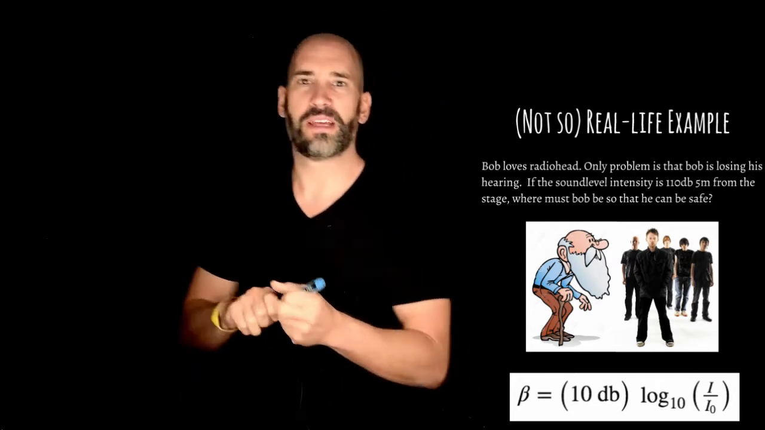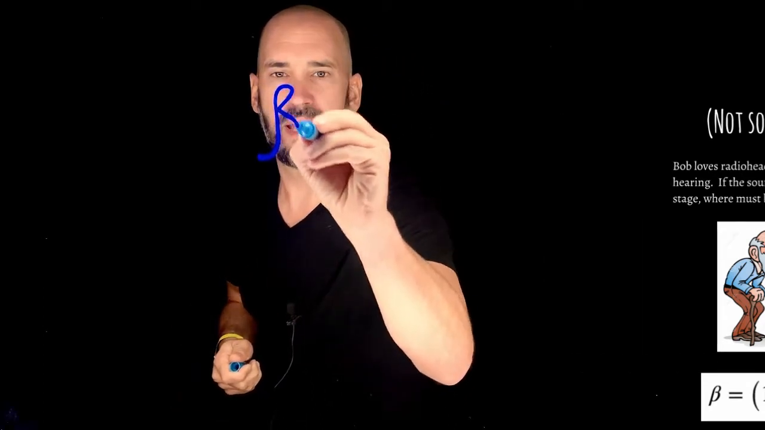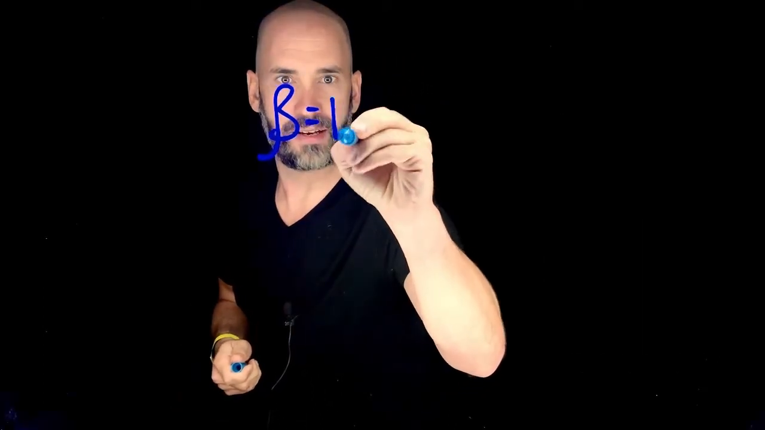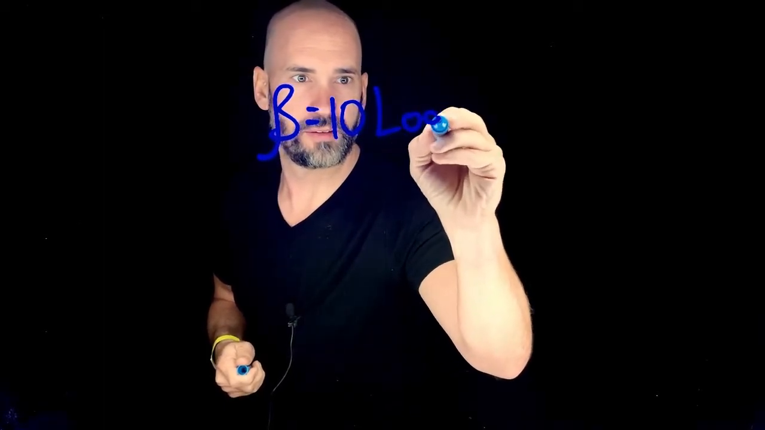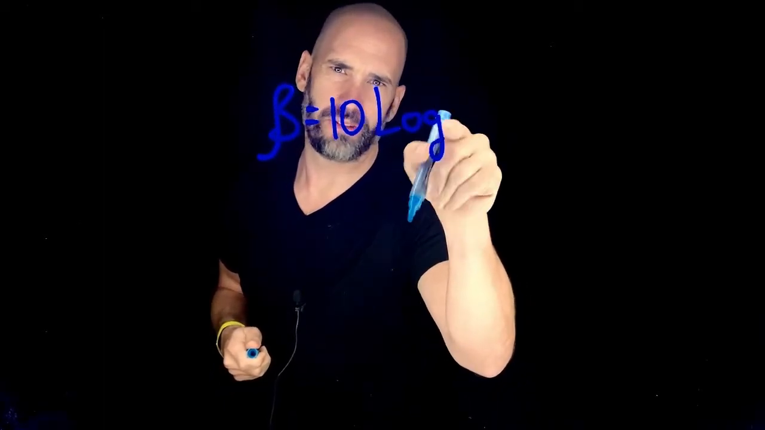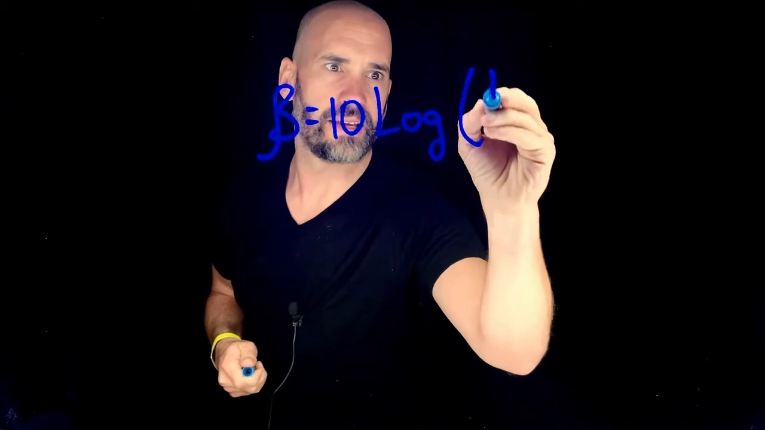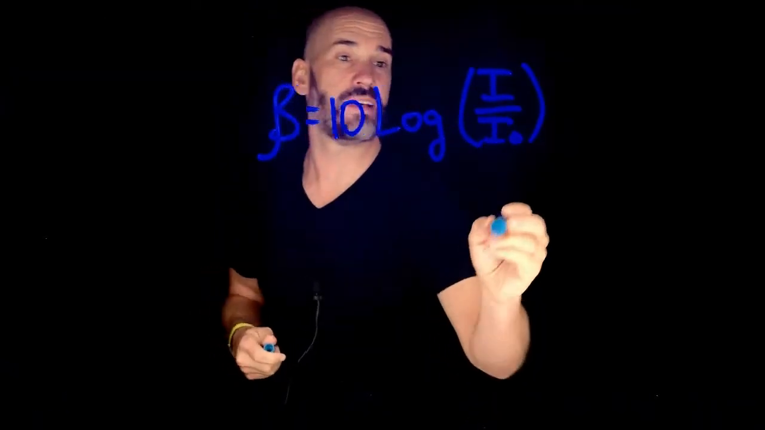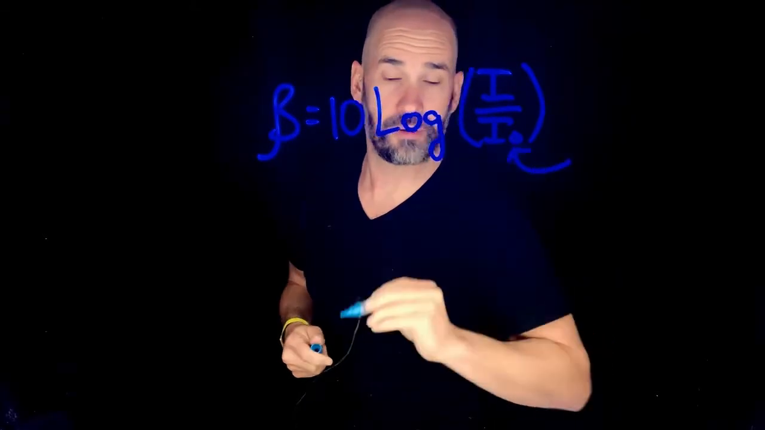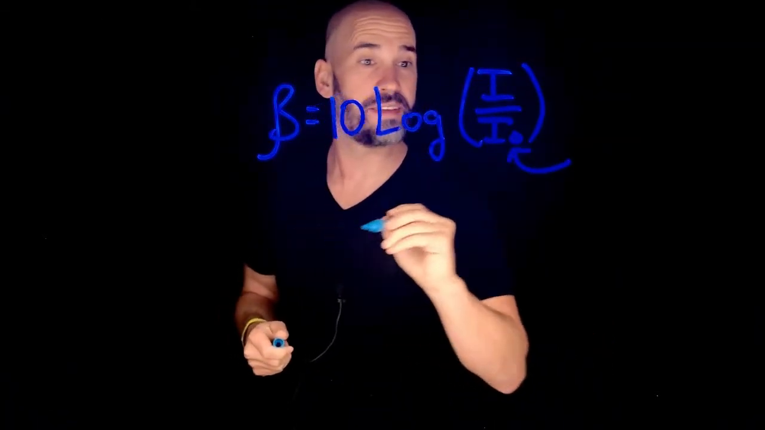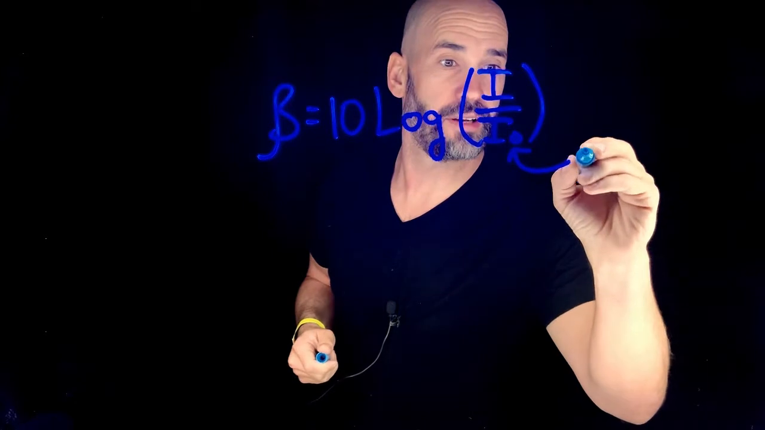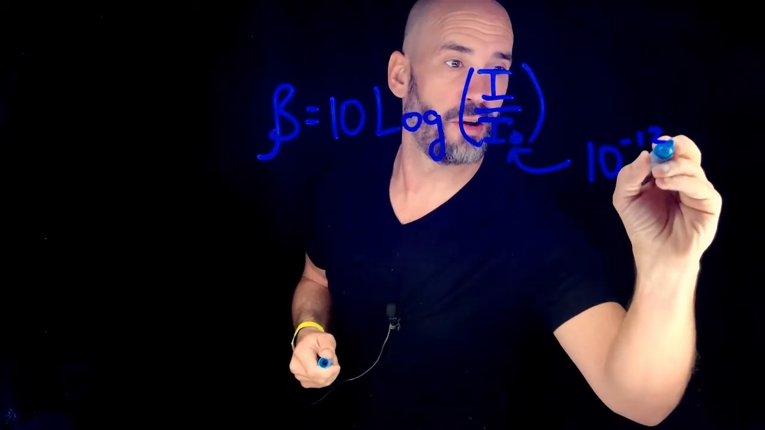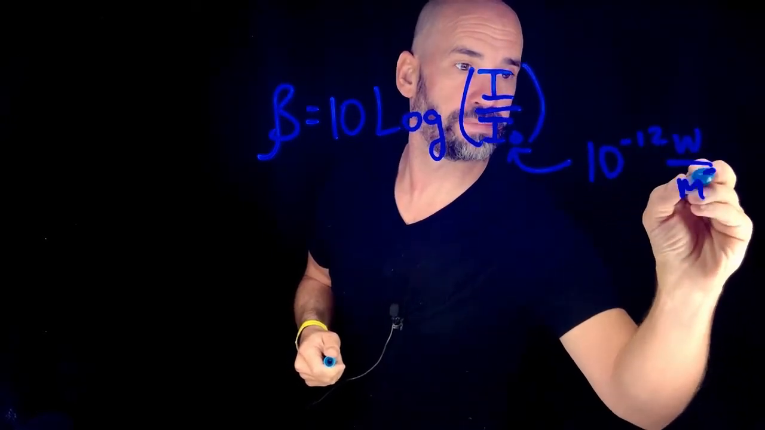So let's start with the sound level intensity equation. Beta equals 10 log, because it's base 10, we don't have to put the 10 for the base, I over I naught, where I naught is, do you guys remember? It is the threshold of hearing, which is 10 to the minus 12 watts per meter squared.